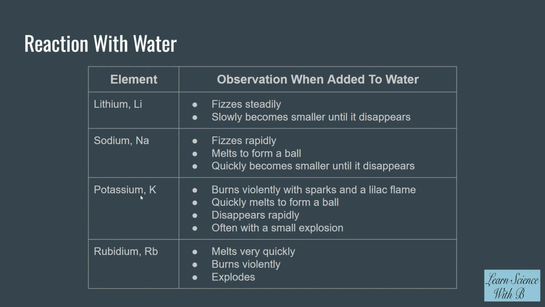Potassium, when added to water, burns violently with sparks and produces a lilac flame. Quickly melts to form a ball and disappears rapidly, often with a small explosion. Rubidium, when added to water, melts very quickly and burns violently with an explosion.